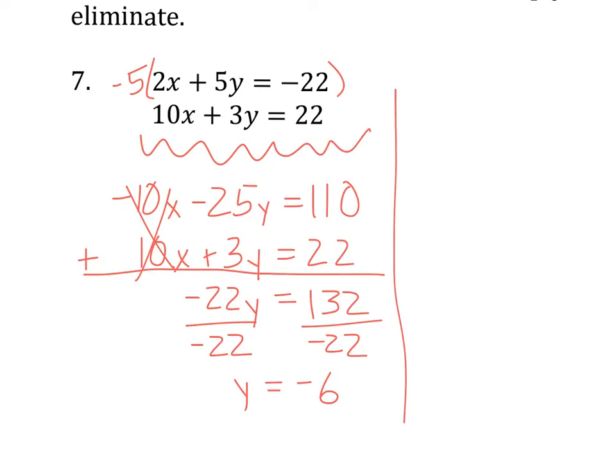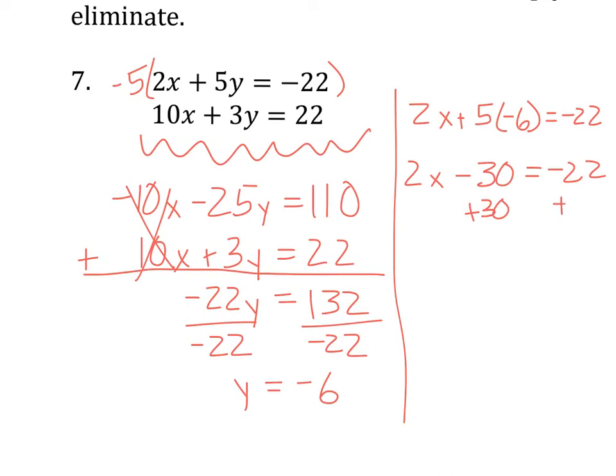Then I need an x value to go with that. So choose one of your two original equations. I'll pick the top one. So I have 2x plus 5 times the y value I just figured out, negative 6, equals negative 22. Okay, so 2x, 5 times negative 6 is minus 30. Okay, so I'm going to add 30. 2x equals 8. Divide by 2, and x is 4.